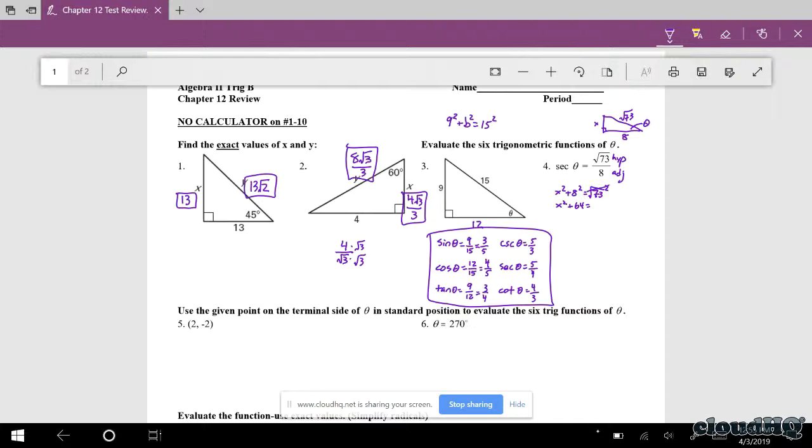Over here, the square and the square root cancel, so you just get 73. Subtract 64 from 73, you get 9, so x therefore has to be 3. So we can come up here and put a big 3 there, and now we already know secant, but we have to do the rest of them. So sine would be 3 over our hypotenuse. We have to rationalize it.